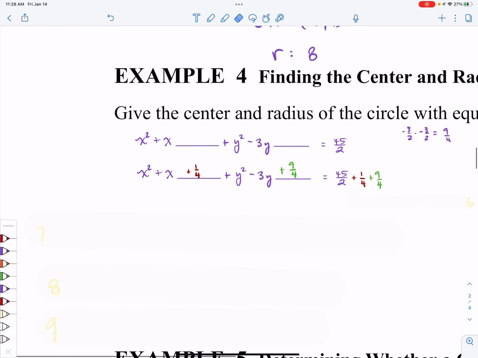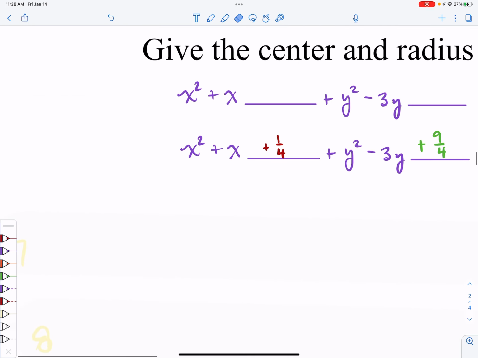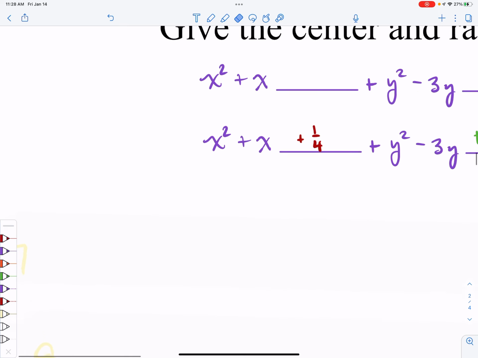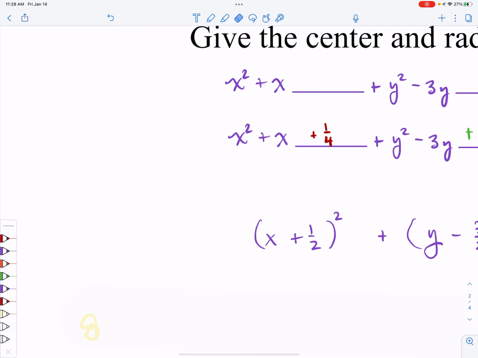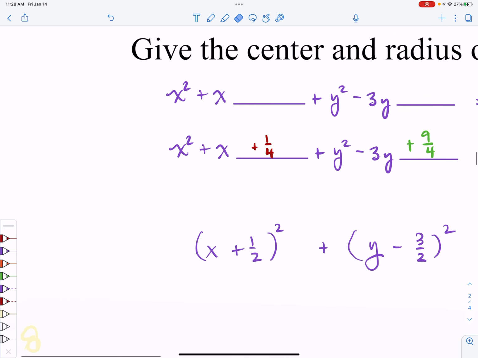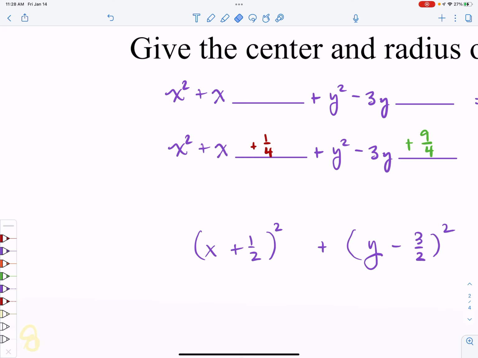Now, the next thing that I'm going to do is go ahead and factor our trinomial. Remember, there is a shortcut for factoring the trinomial. So this first part is going to be x plus whatever my half of b was. The second piece is going to be y minus whatever my half of b was. I kept the minus there, sorry about that.